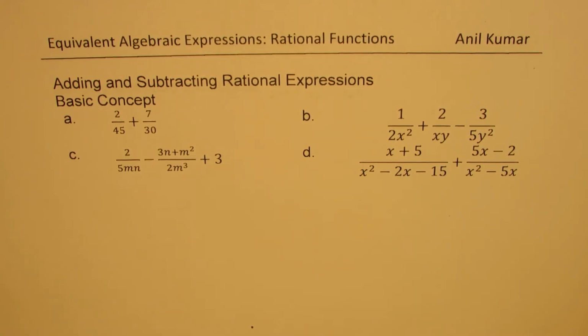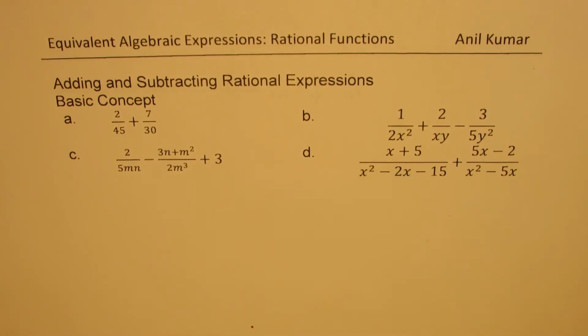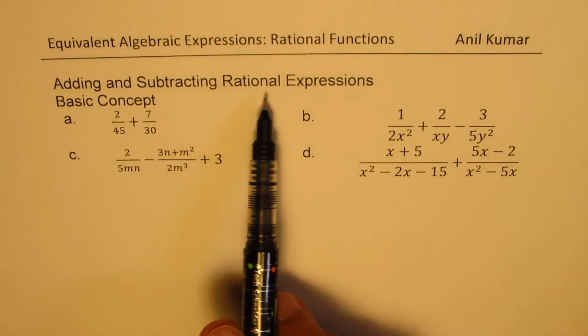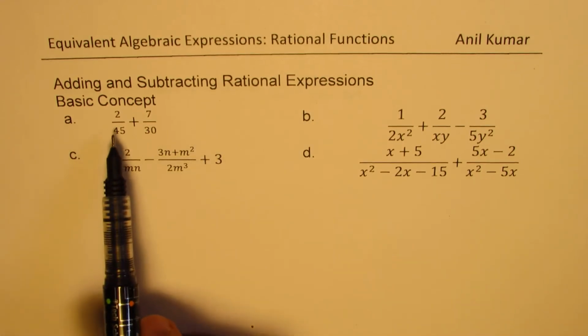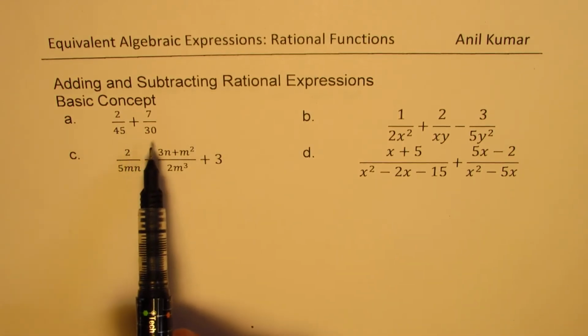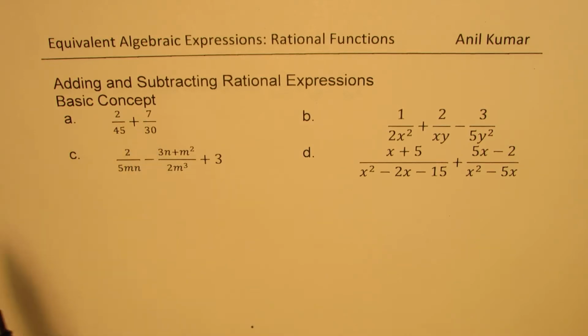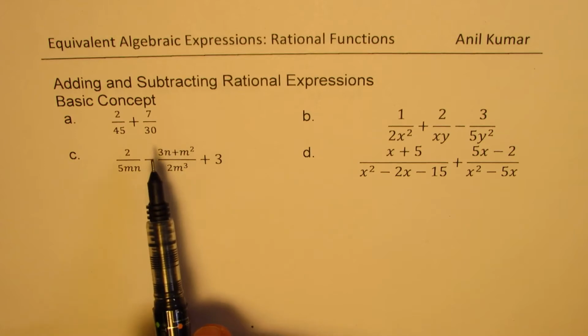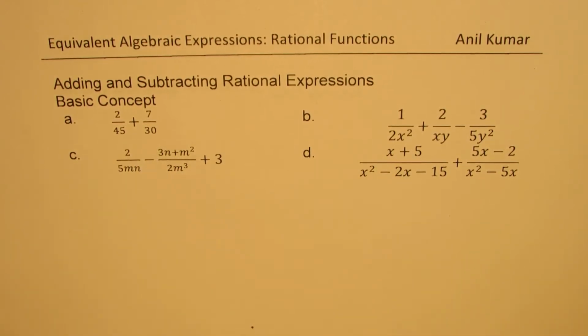We'll discuss how to add and subtract rational expressions in this particular video. So these are the four examples which we'll cover, and we'll also understand the basic concepts. Rational expressions are very similar to rational numbers, and therefore the very first example which I have taken is to see how do we add 2 over 45 plus 7 over 30. And then we'll see how we can apply the same concept to add the rational functions.